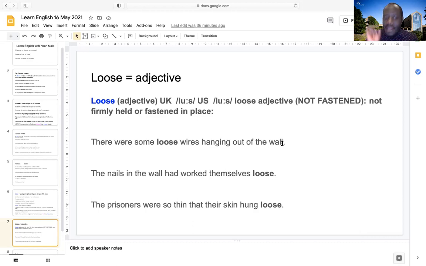And the nails in the wall had worked themselves loose. So they can fall off at any moment. The prisoners were so thin that their skin hung loose.